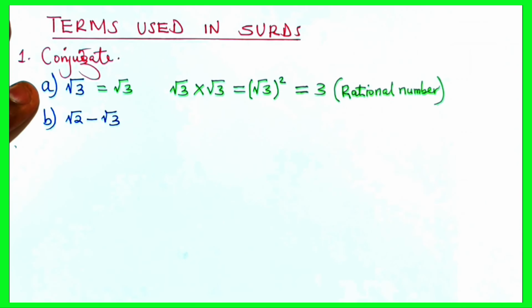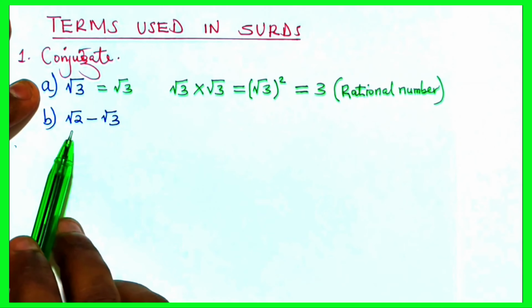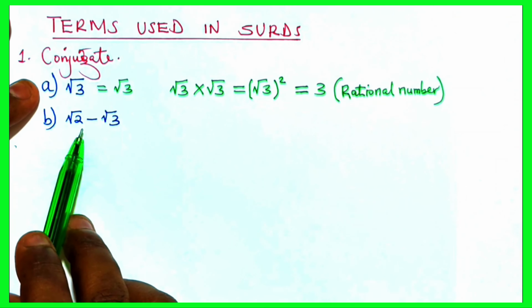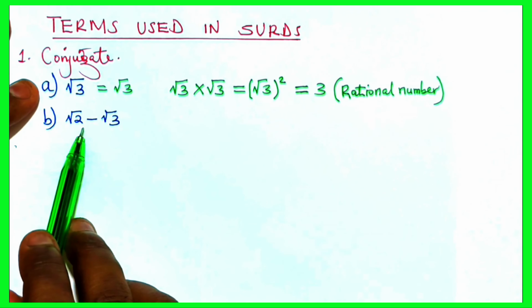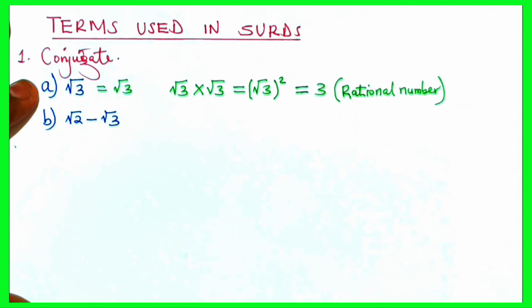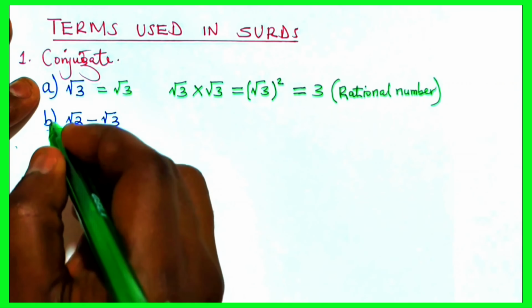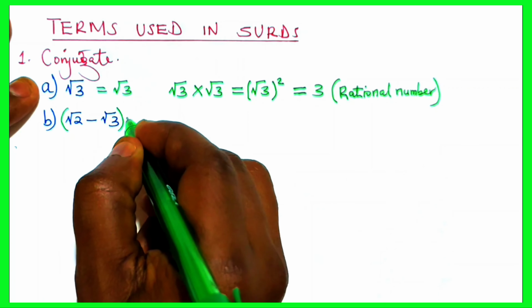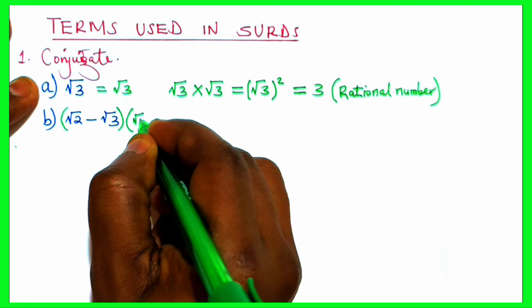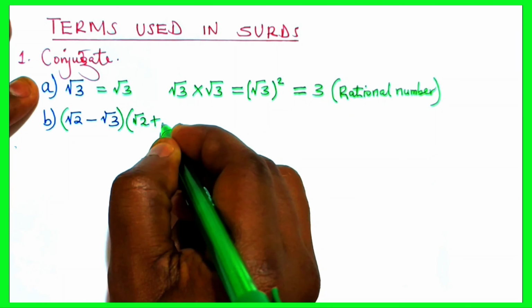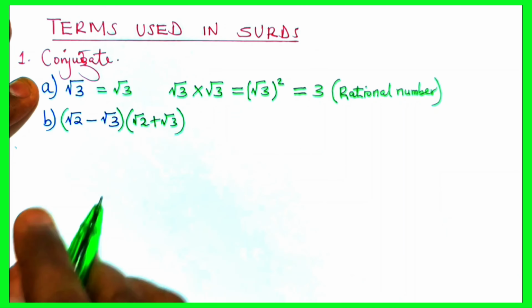And then in part B, I've considered an expression here in form of a binomial. So what is the conjugate of this expression? The conjugate of this expression will have to be root 2 plus root 3.